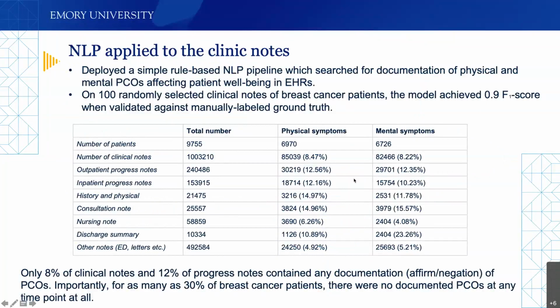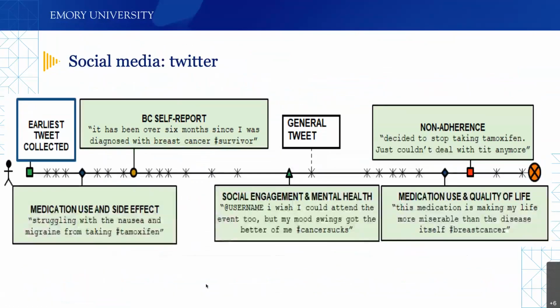But when we run it on the full data set of more than 9,000 cancer patients, we saw that only 8% of clinic notes and 12% of progress notes contained any documentation of patient-centered outcomes. And for as many as 30% of breast cancer patients, there is no documentation of patient-centered outcomes at all. Then we started looking at other sources of information.